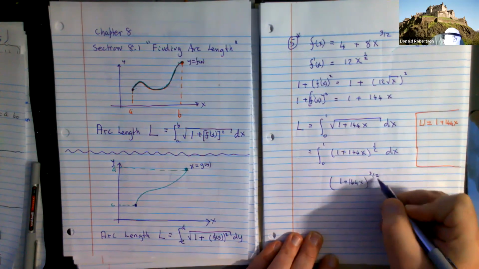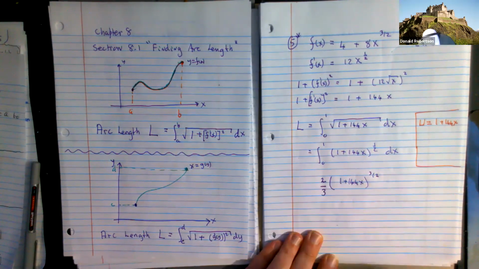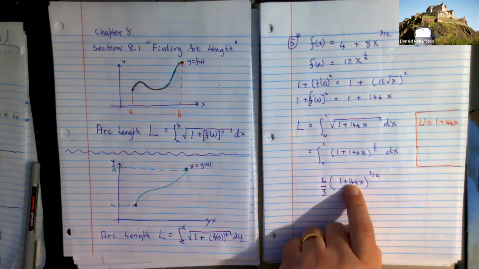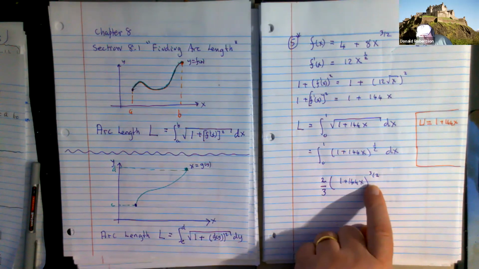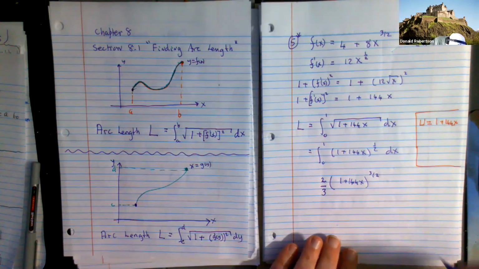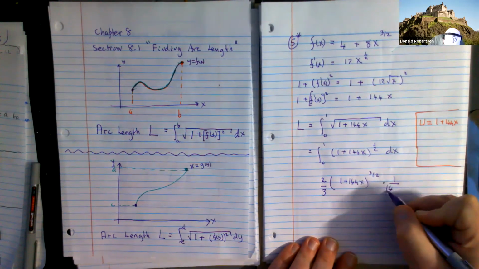3/2. I'm going to divide by the new power, 2/3. And then the linear shortcut method uses this 144x. If this was 1 plus 2x, I'd multiply by 1/2. If it was 1 plus 10x, I'd multiply by 1/10. It's 1 plus 144x, so I'm going to multiply by 1 over 144.